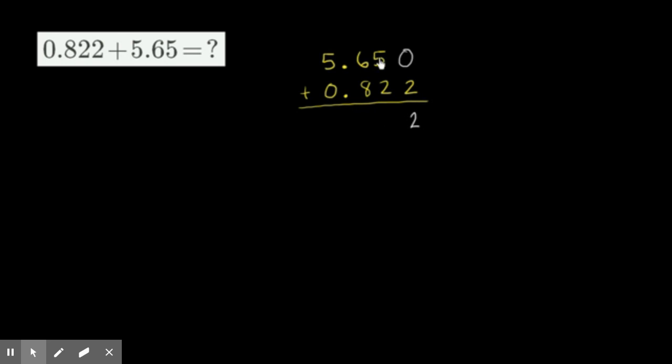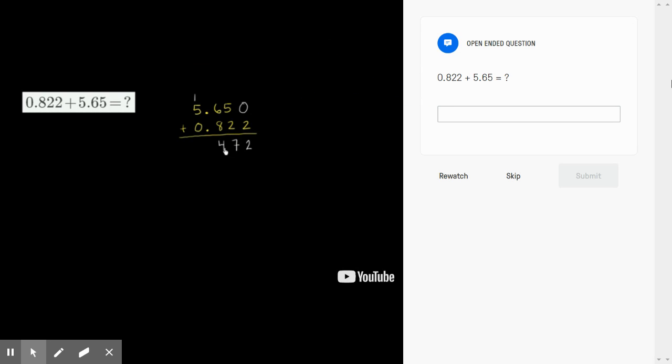5 hundredths plus 2 hundredths is 7 hundredths. 6 tenths plus 8 tenths is 14 tenths. Well, 14 tenths is the same thing as 4 tenths and 1 one. Another way of thinking about it is you're carrying the 1, but really what you're saying is, look, this is 14 tenths. I could write that as 4 tenths.